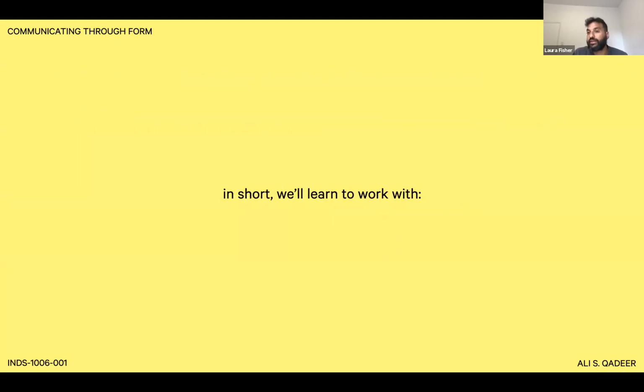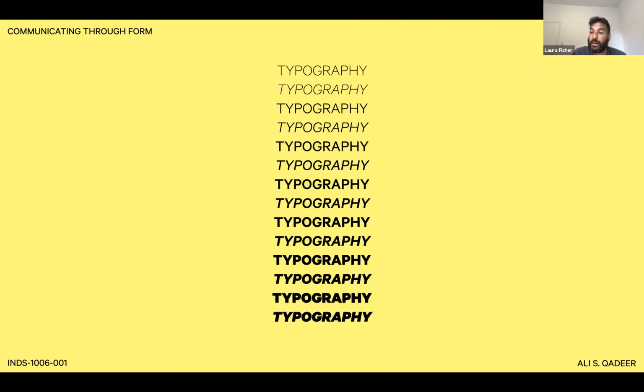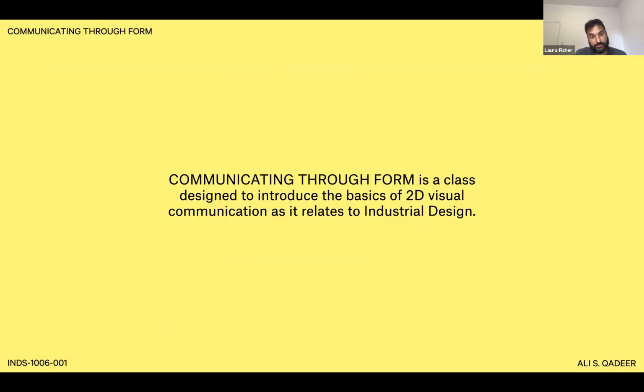To summarize this in a clearer, more concise way, we're going to learn to work with form, that is the visual language of two-dimensional form, typography, letters, words, paragraphs, texts, books, pages, websites, everything, and photography. Communicating Through Form is a class designed to introduce the basics of 2D visual communication as it relates to industrial design.